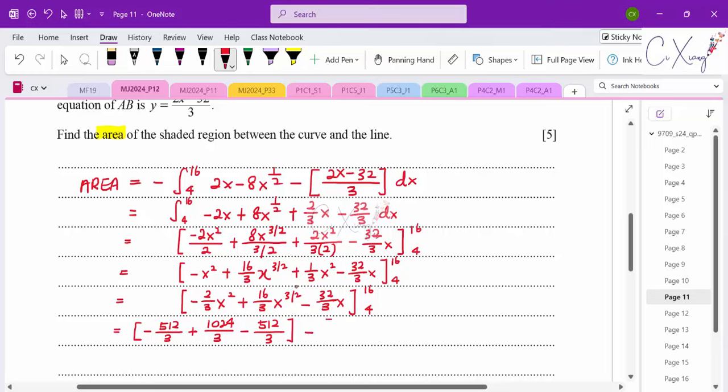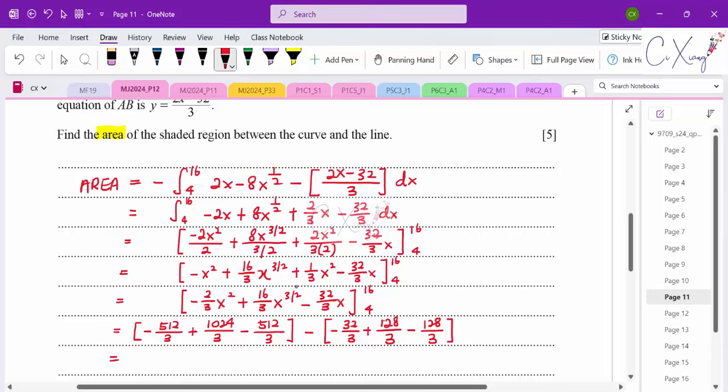Now I want to substitute the second value, substitute 4. If I substitute 4, the first value that I get is 16 times 2. It will be 32 over 3. Then second value is square root 4 is 2. 2 power 3 is 8. 8 times 16 divided by 3. So you get 128 over 3. Then for the third term, if you substitute it, you are having 4 times 32 is 128. So 128 over 3.